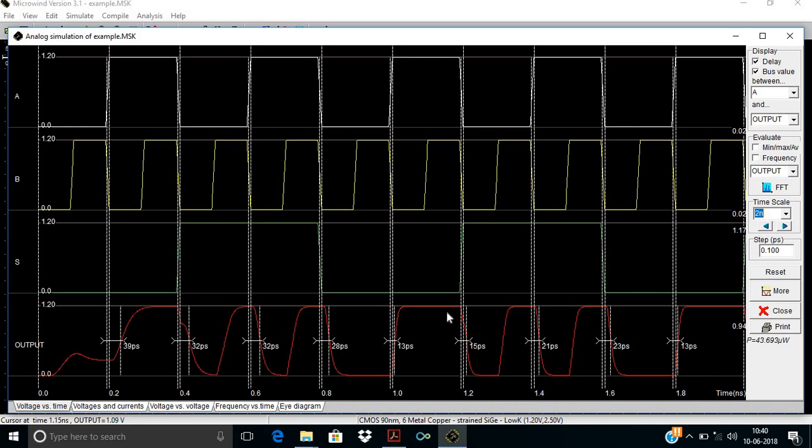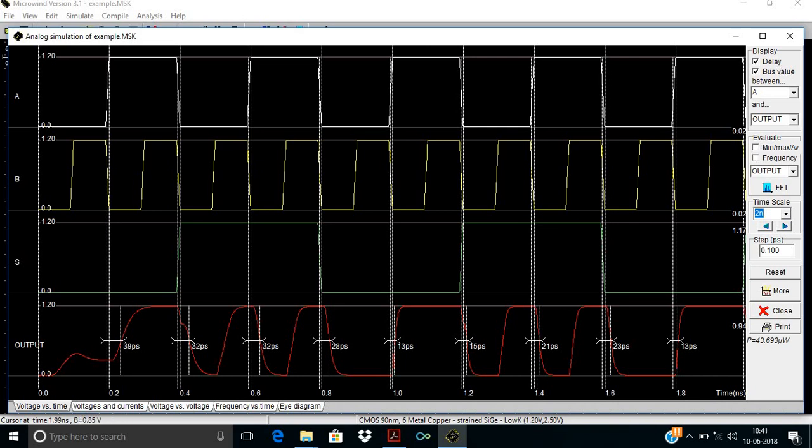Now again we have to note down the readings of rise time and fall time. Rise time is about 13 picoseconds and fall time is about 15 picoseconds. It varies depending on whether the input is A or B. When the input is A, it is 15 picoseconds, when the input is B it is 28 picoseconds. You can note down this reading, and power is 43.69 microwatt.